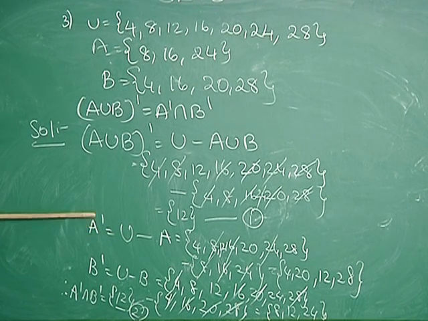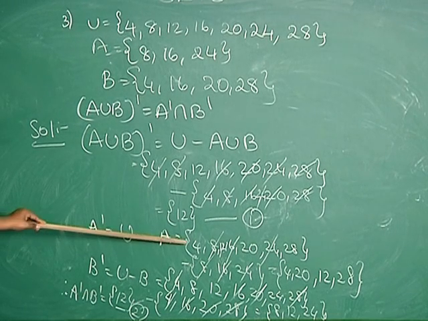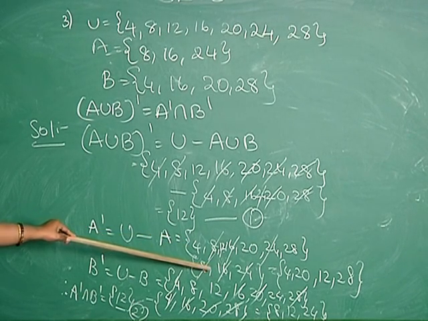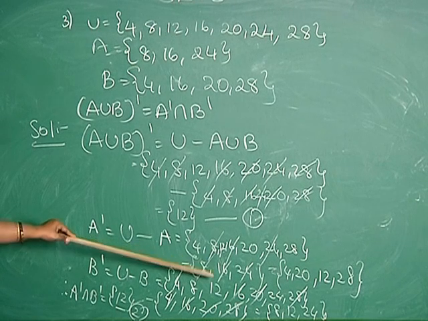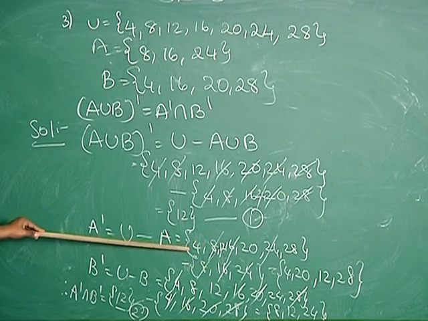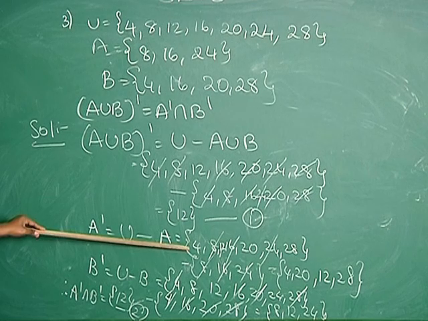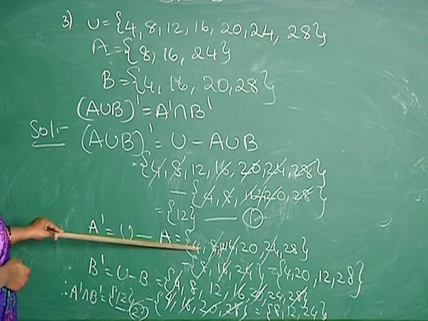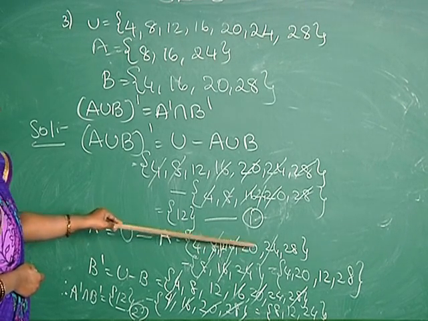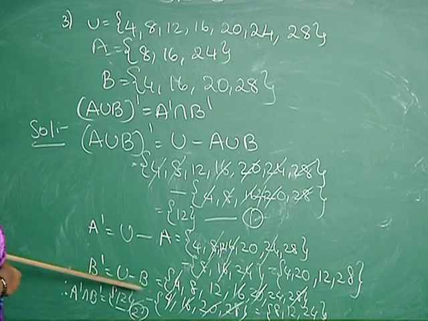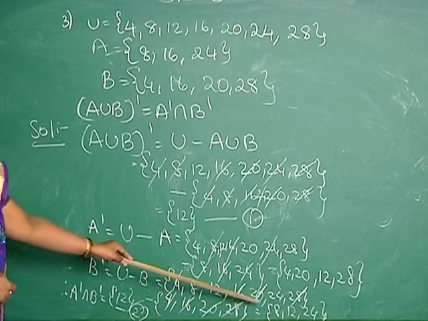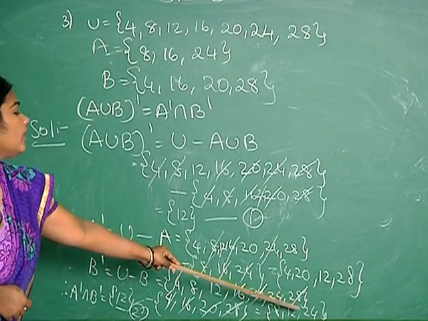Now A complement we need to calculate. Complement means U minus A, the U set subtracted by the A set. Subtraction is nothing but cancelling the common elements and writing the balance elements in the U set. So the balance elements are 4, 12, 20, 28. So we have written here. In the same way B complement. The B complement balanced elements are 8, 12, 24.